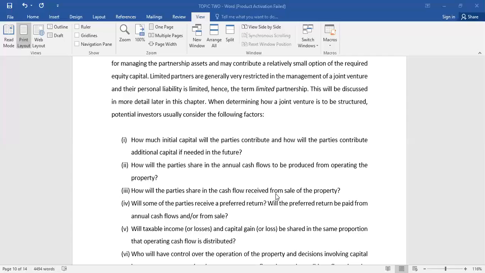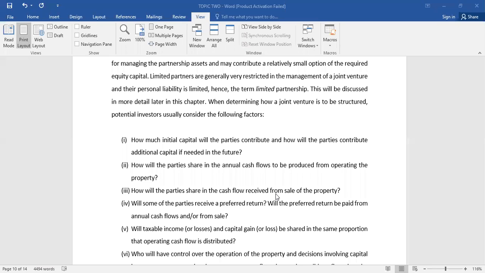Three, how will the parties share in the cash flow received from sale of the property? So we have seen they need to share in the capital, the cash flow. Now we need to share the cash flow that is received, or what we call the cash inflow. So we have the cash outflow, number 2. Number 3, we have the cash inflow, after we dispose the property. Will some of the parties receive a preferred return?